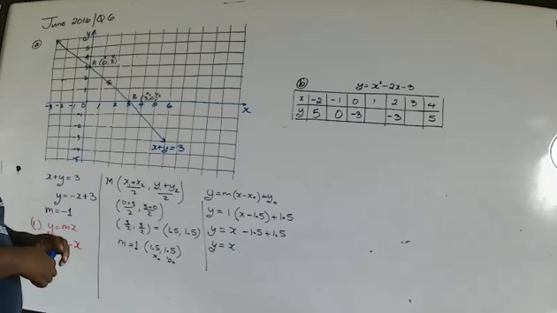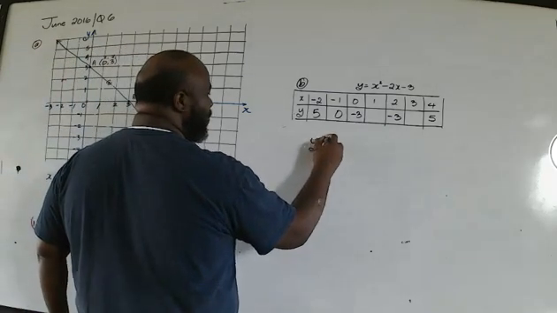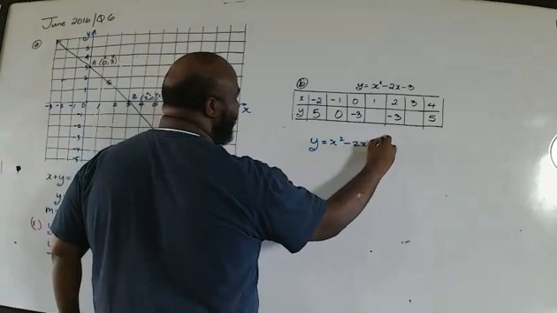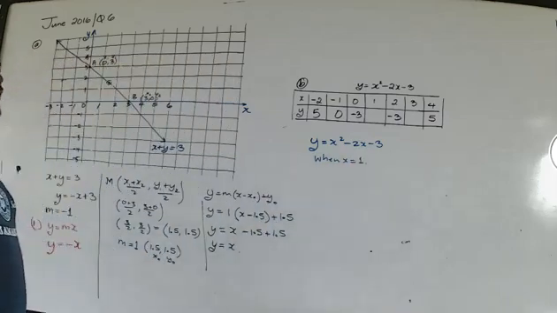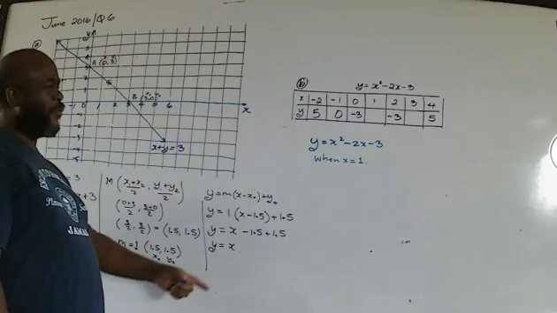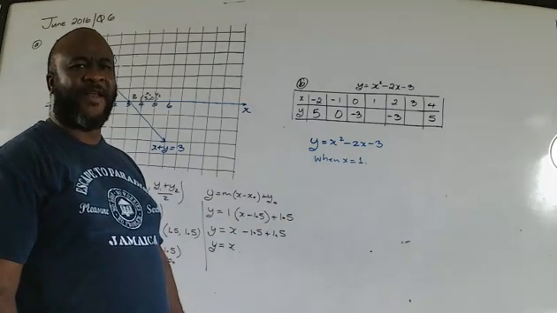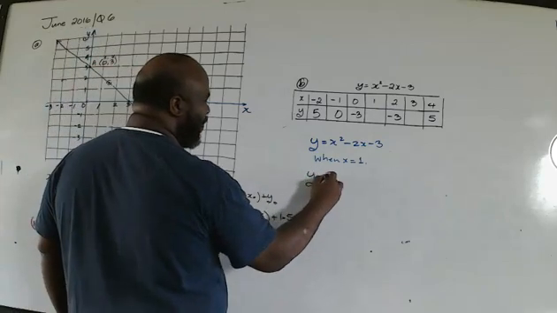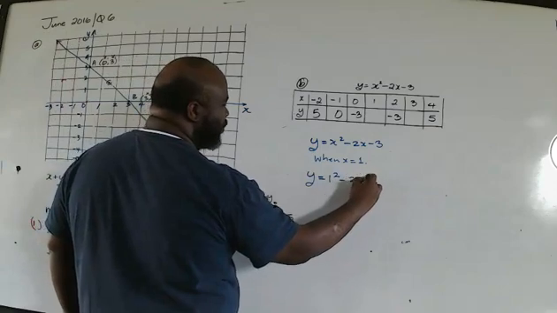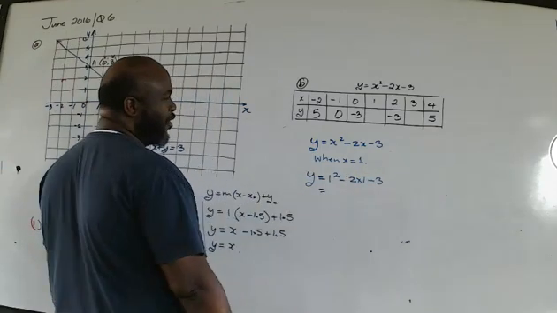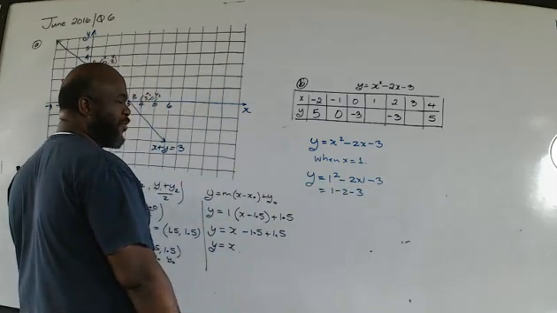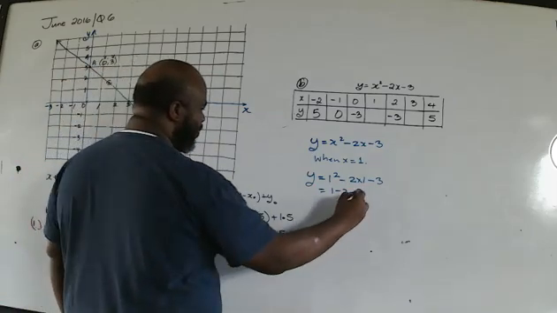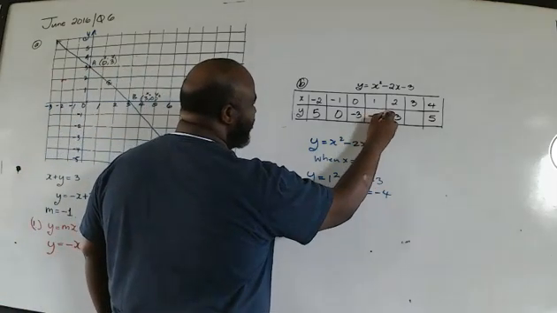This is a table of values and some of the values of y are missing. To get the missing values of y, this is what we have to do. y is equal to x squared minus 2x minus 3. When x is equal to 1, put that in the equation to calculate the value for y. y would be equal to 1 squared minus 2 times 1 minus 3. What is 1 squared? 1. Minus 2 minus 3. What is 1 minus 2 minus 3? Minus 4. So the value here is minus 4.